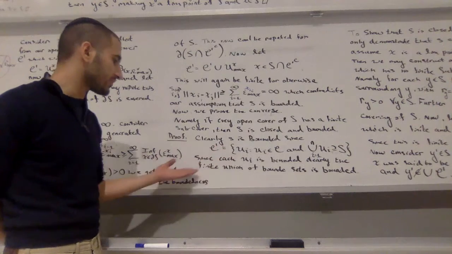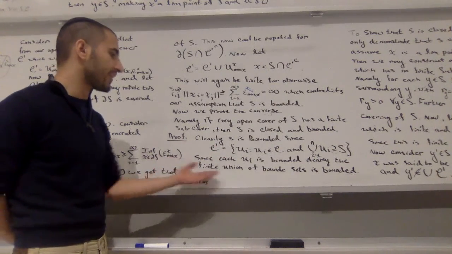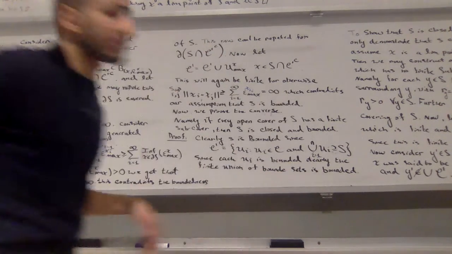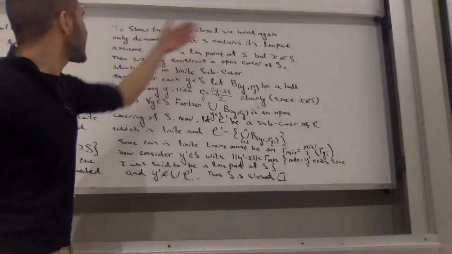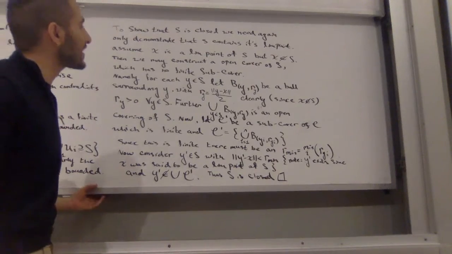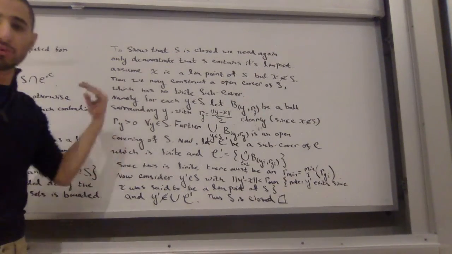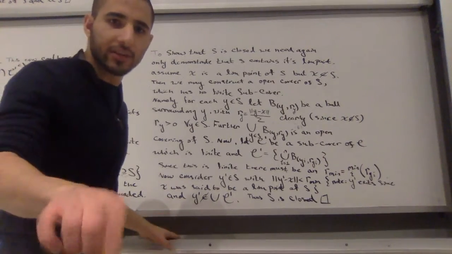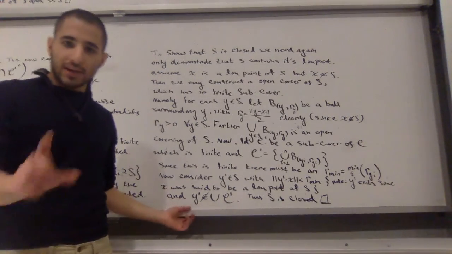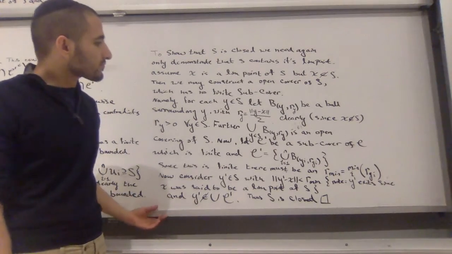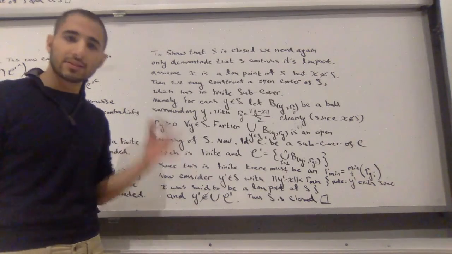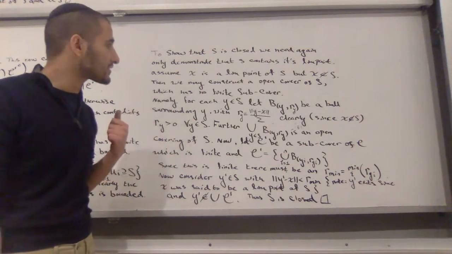Since each U_i is bounded, clearly the finite union of bounded sets is bounded. So lastly, we needed to show that it was closed. To show that S is closed, we need again only demonstrate that S contains its limit points. As we showed before, there's a theorem, and we demonstrated and proved it. I think that's in the other video, and I will try to connect this video to that video. We showed that a set is closed if and only if it contains its limit points.